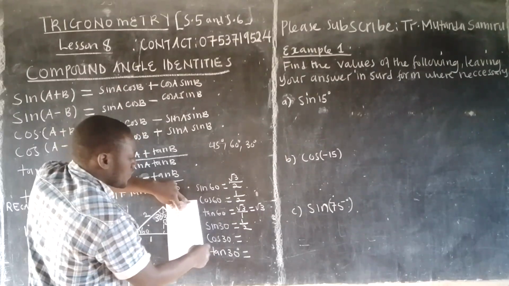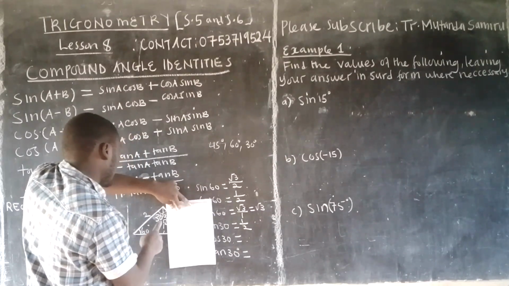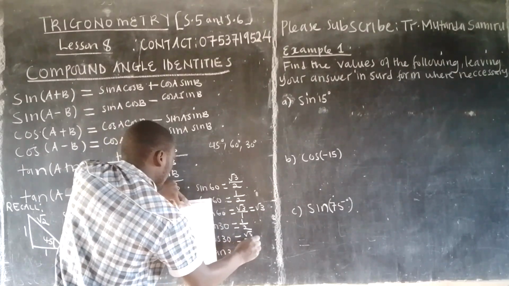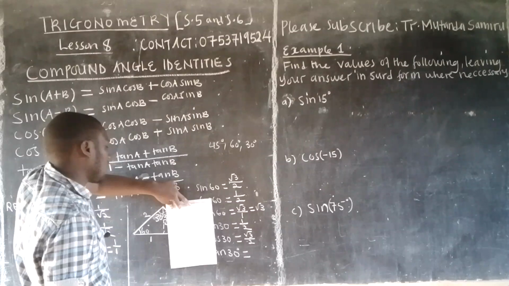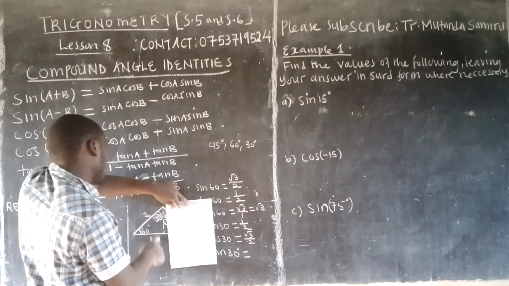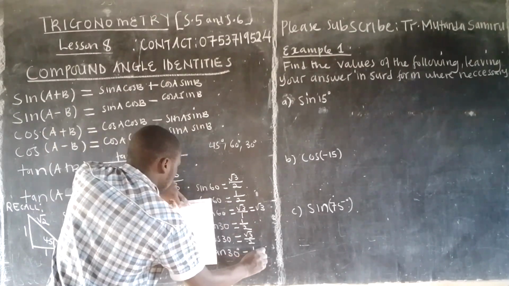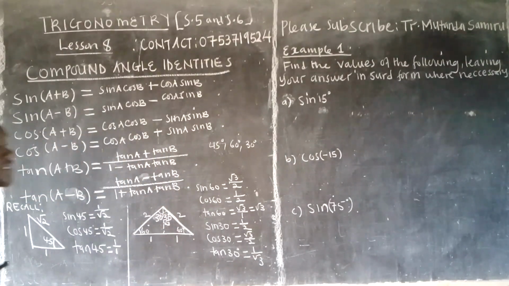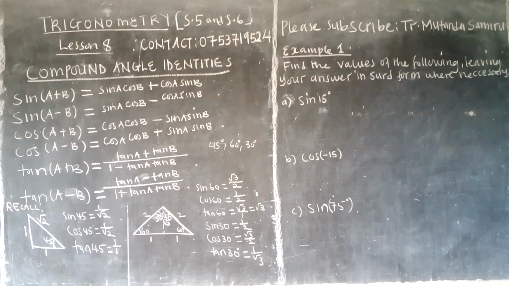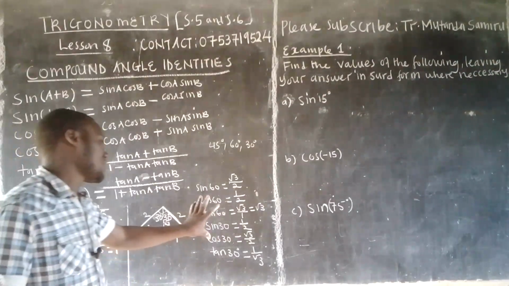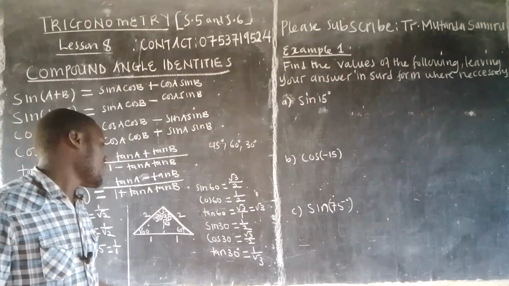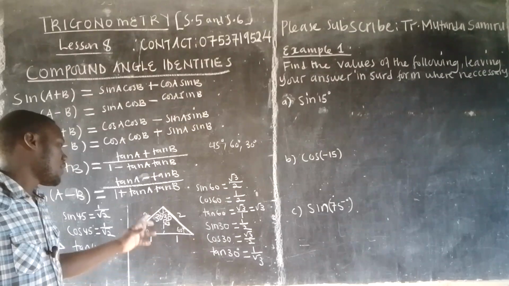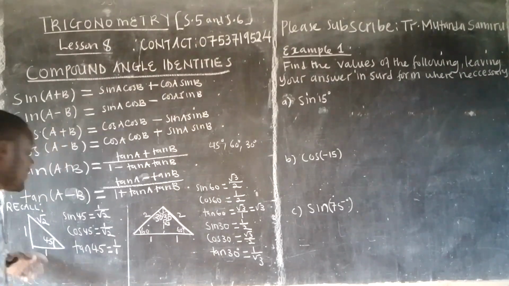How about cos of 30? Cos of 30 is adjacent, which is root 3, over hypotenuse, which is 2. Now tan of 30 is opposite, which is 1, over adjacent, which is root 3. So those are now our special angles which you shall be using. Please, where necessary, cram this as a student of mathematics. You must know all this, and the whole graph comes from this. You can just cram this triangle: 60, 60, 30, 30, 2, 2, 1, 1, root 3.